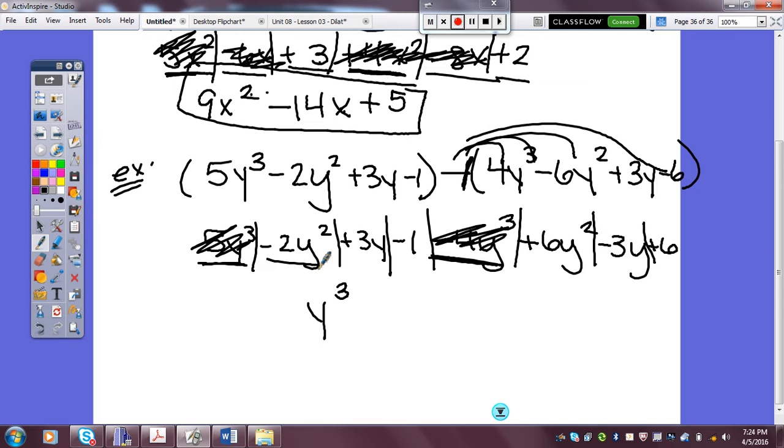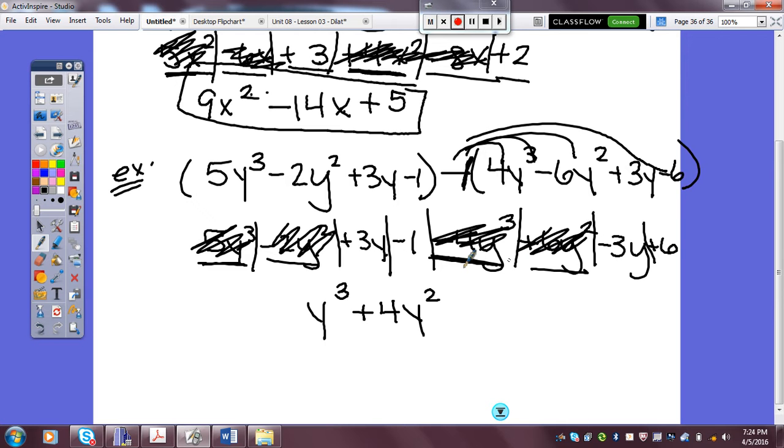Negative 2y squared, I can't add with y because they don't have an exponent. Keep going. Negative 3y. Nope, that doesn't work. How about 6y squared? That'll work. Negative 2y squared and 6y squared makes plus 4y squared. Why is that not 4y to the 4th power? Because you did not multiply, you're adding.